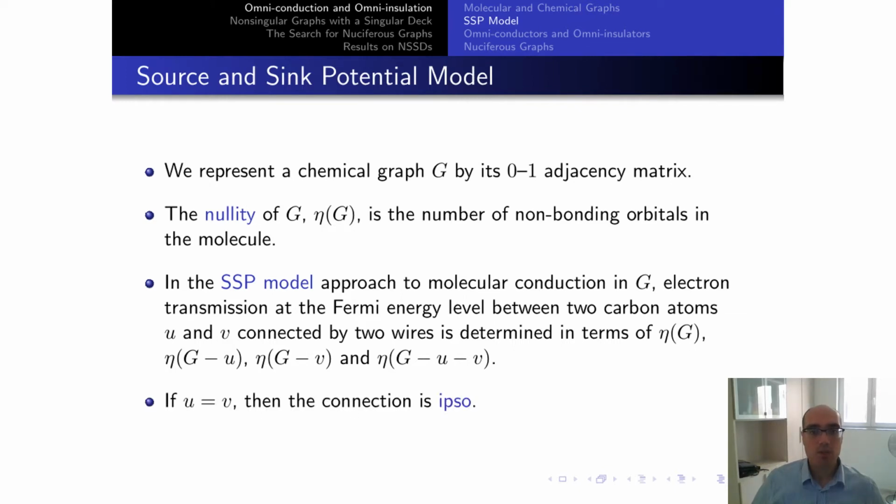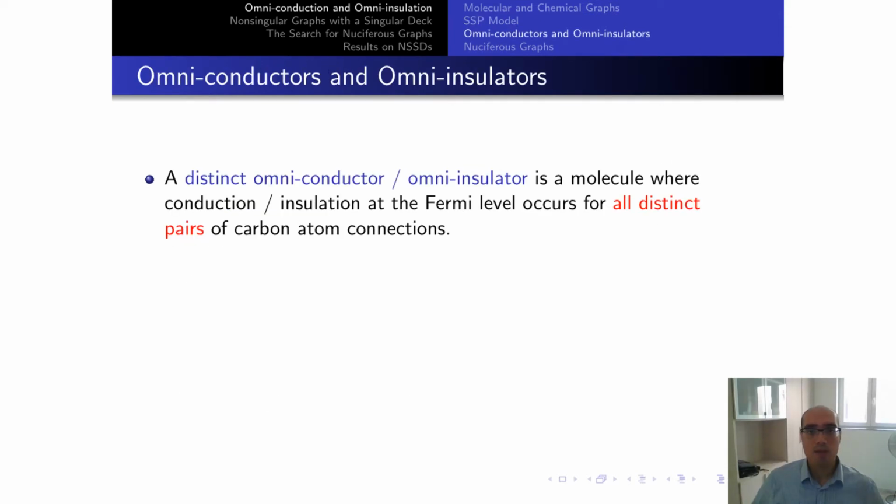When you attach the wires to the same atom, then the connection is called ipso. Now, of course, you're realizing that connecting wires to atoms is practically impossible. So that's why we use the SSP model to predict what's going to happen. And this leads us to omniconductors and omni-insulators.